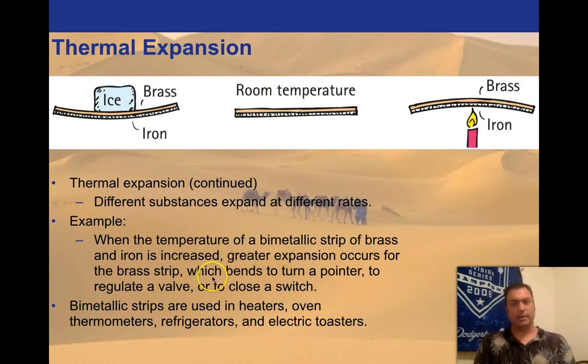You can read about this. I have a little thing here. But this is oftentimes used for regulation valves, for temperature gauges or thermostats and all kinds of different things. If it gets too hot or too cold, it'll bend one way and it'll turn on or off a circuit, whatever. And this has been used as a standard technology since before World War II, back into the 1920s even. So yeah, used in heaters, ovens, oven thermometers, refrigerators, and electric toasters. As a matter of fact, oven thermometers, you see these all the time used.